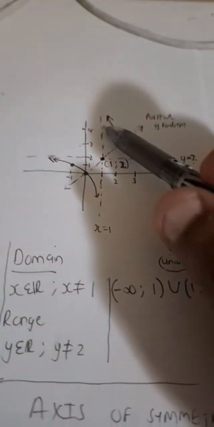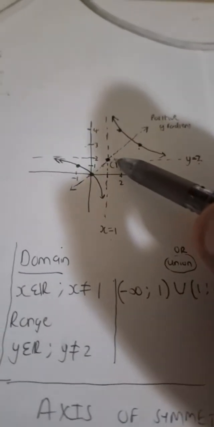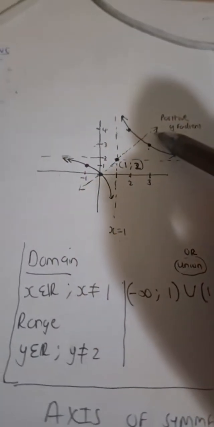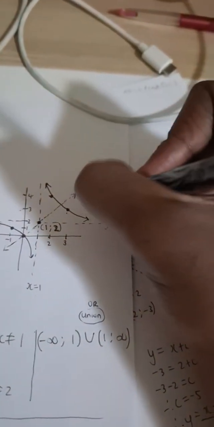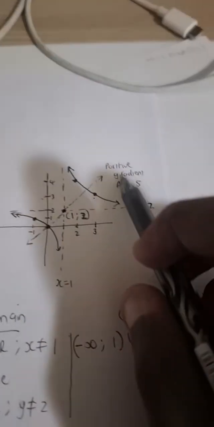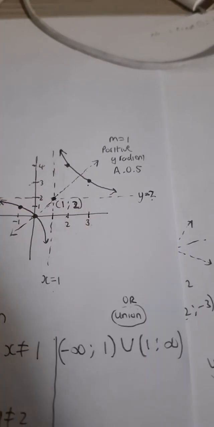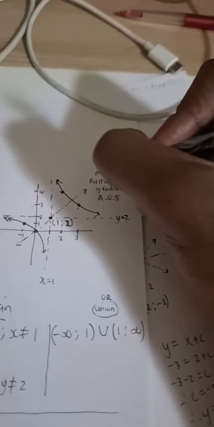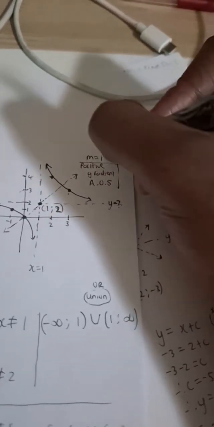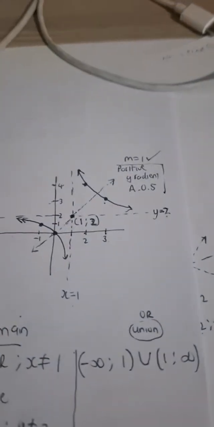And the point of intersection of the two asymptotes is the point where the positive gradient axis of symmetry passes. And that gradient, guys, will always be equal to 1 in the context of the syllabus from grade 10 to 12. So as a grade 10 to 12 learner, you need to know that if it's a positive gradient axis of symmetry, the gradient is always equal to 1.